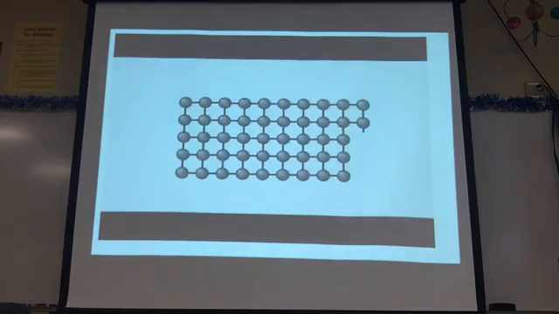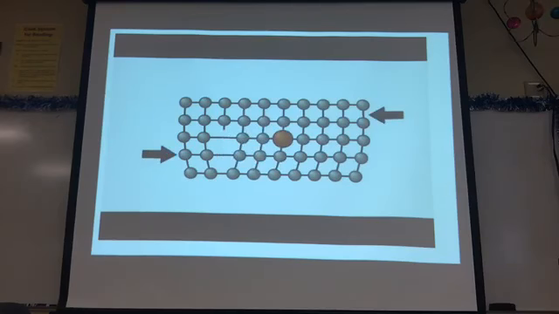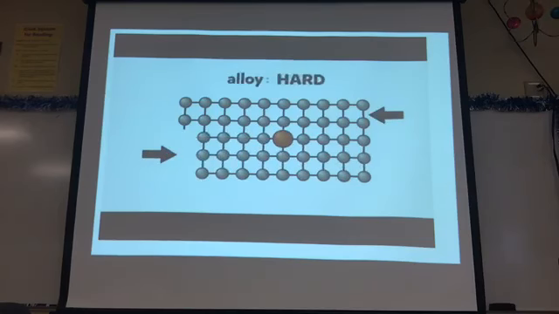Now put a smaller or bigger atom into the lattice, and this easy movement of the dislocation is blocked. See the way the bigger atom stabilizes the dislocation, which gets no further unless you put greater force, meaning that it's harder to bend the alloy.